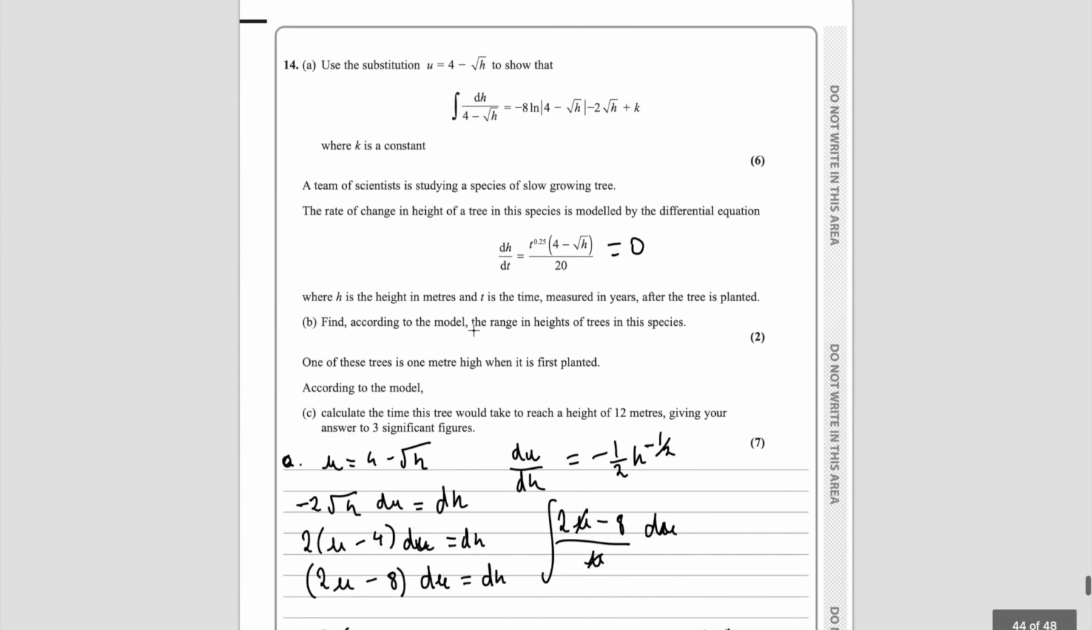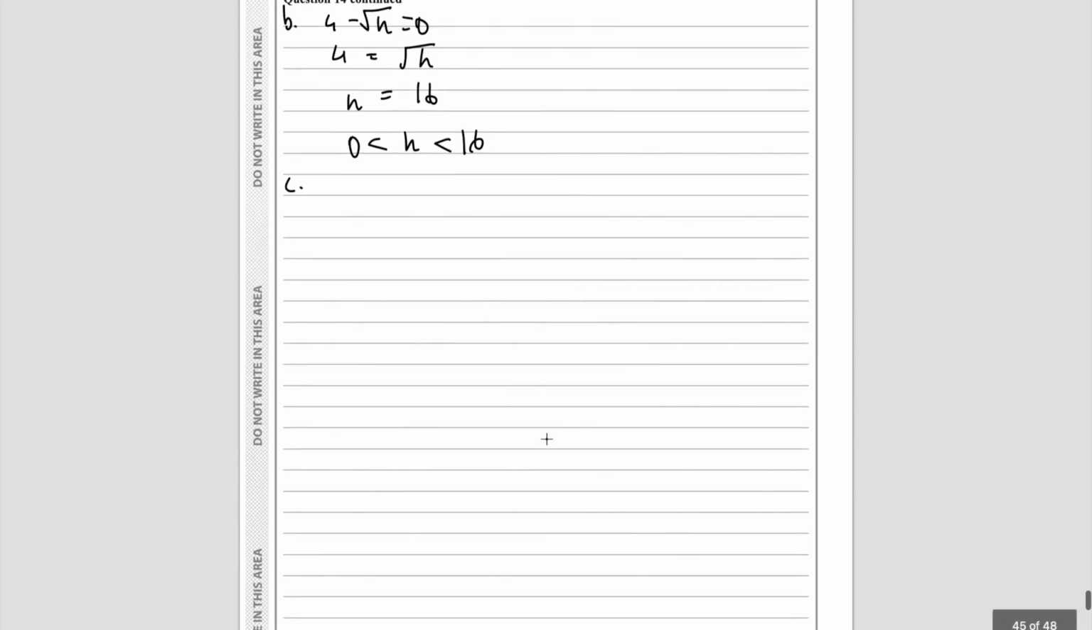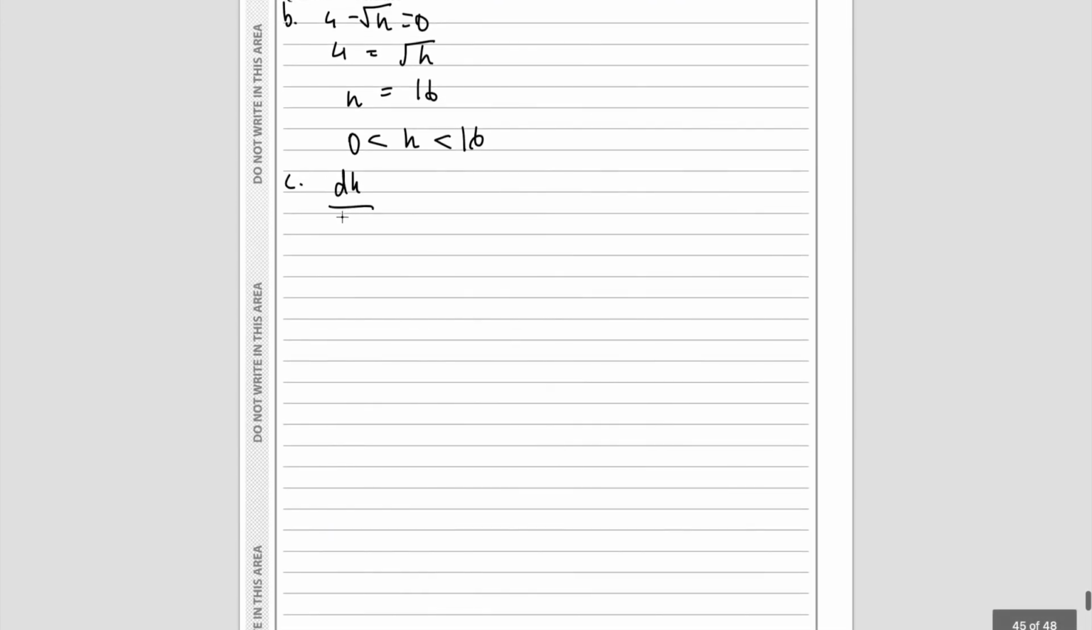For part C, the final part on the final question, we're asked, according to the model, given that one of these trees is 1 metre high when first planted, to calculate the time this tree would take to reach a height of 12 metres, giving our answer to 3 significant figures. So I'm just going to write out that differential equation that we had there. So we had dh over dt is equal to t to the power of 0.25 multiplied by 4 minus root h over 20. And just really put the h terms on one side and the t terms on the other.